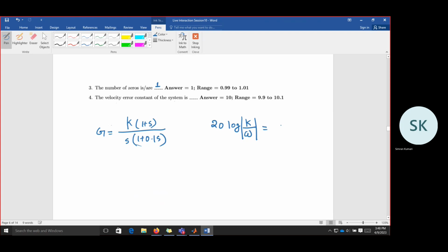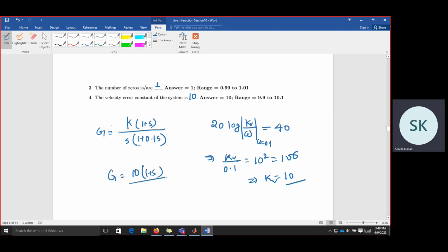Now for this one, 20 log K by omega, its value is 40 dB when omega is 0.1. So we'll just have K by 0.1, and this will be 10 to the power 2, equal to 40 by 20. So this is 100 and K will be 10. This is Kv also. So Kv equal to 10. So what is the transfer function? It is 10 times 1 plus S by S times 1 plus 0.1 S.